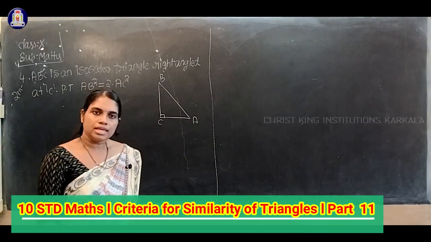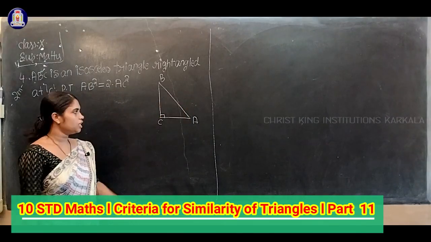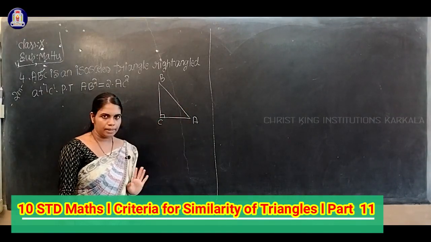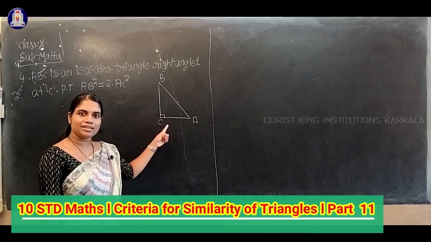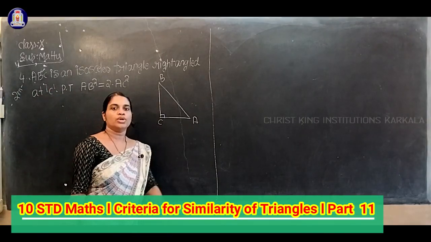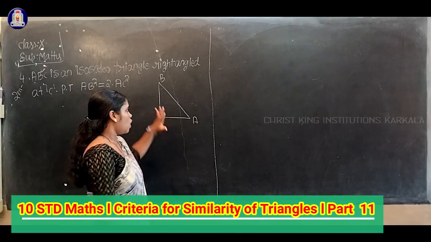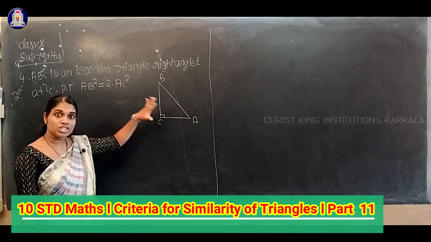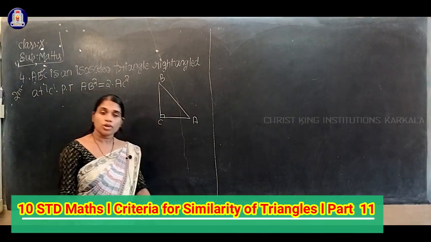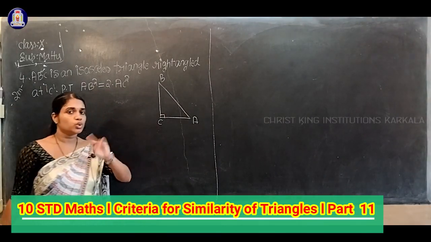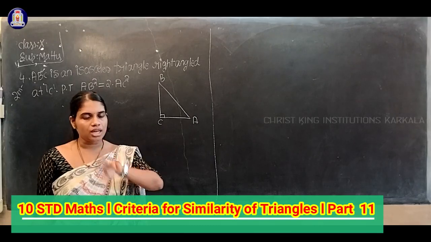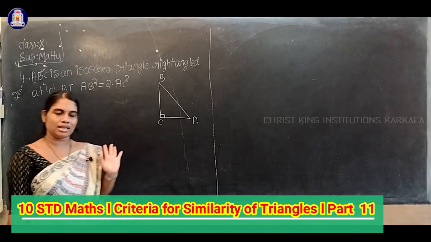See here, one figure is given. This is your triangle ABC right angled at C. That means the angle at the point C is equal to 90 degree. Also given, this is your isosceles triangle. What is the meaning of isosceles triangle? Isosceles triangle means two sides are equal. In a triangle, any two sides are equal in length, isn't it?